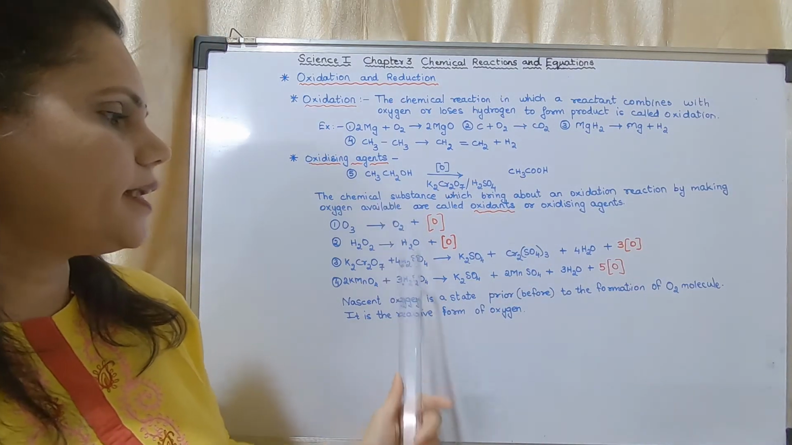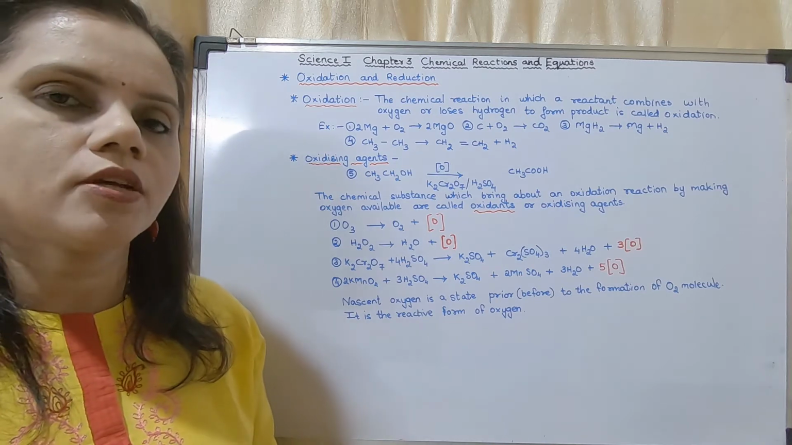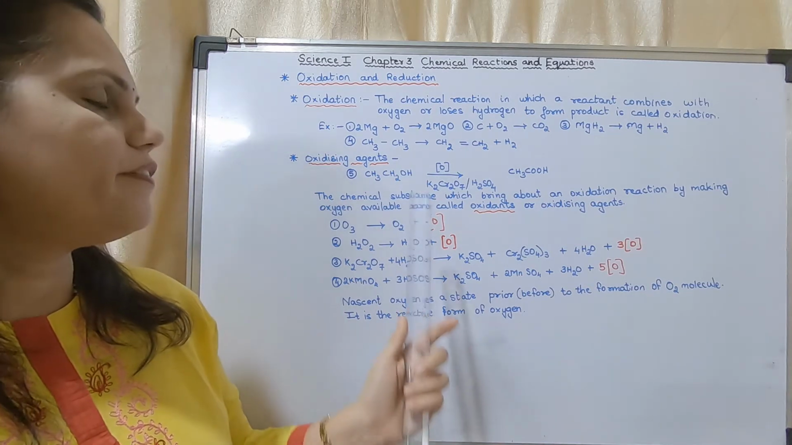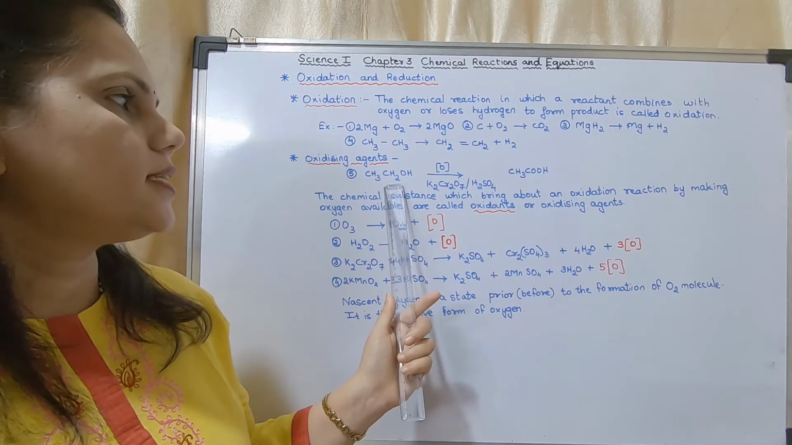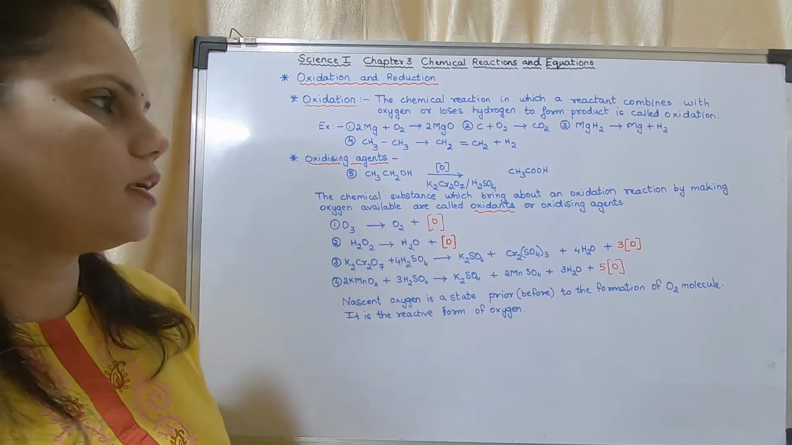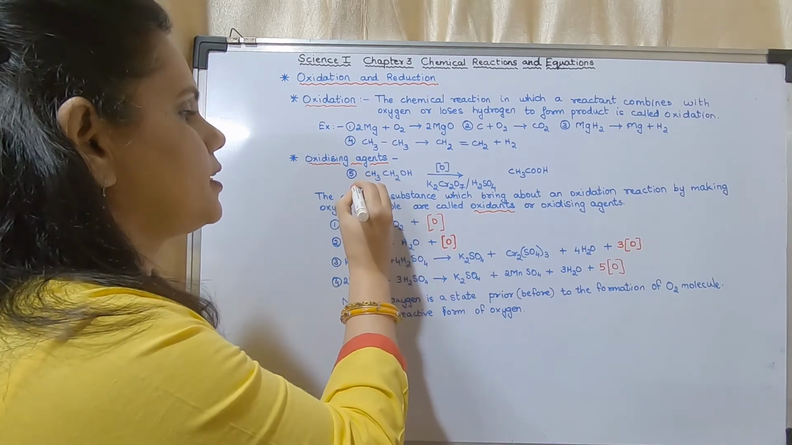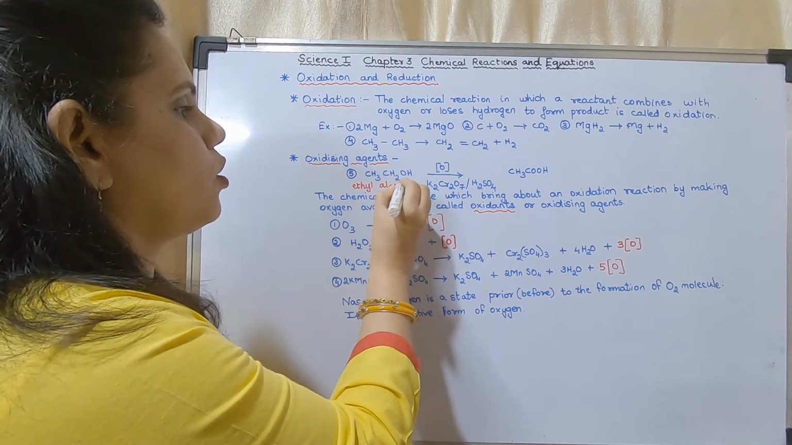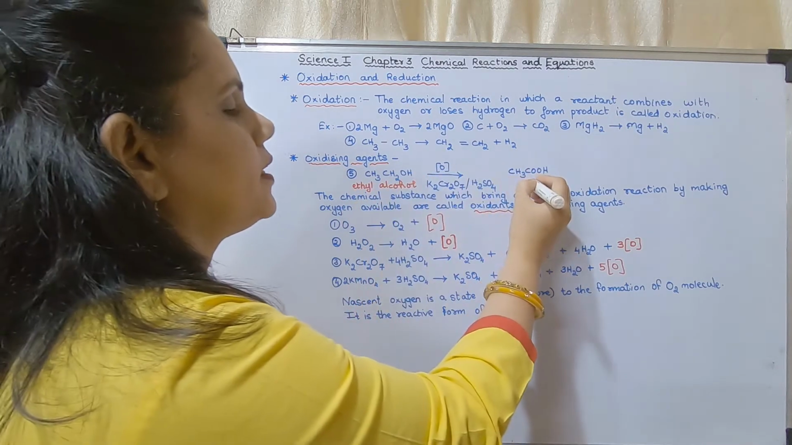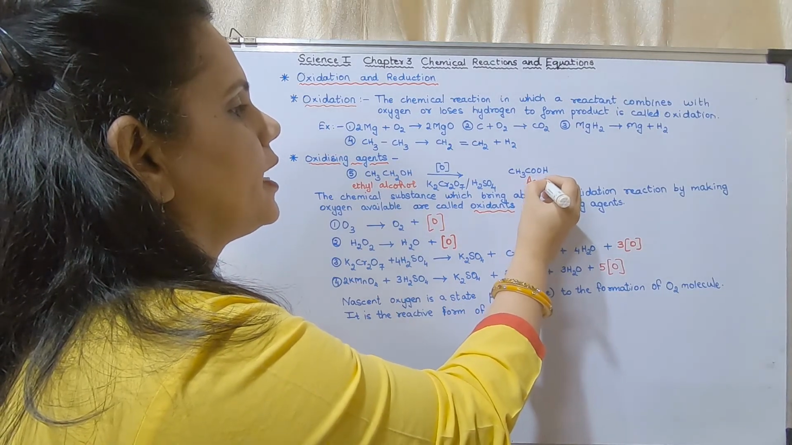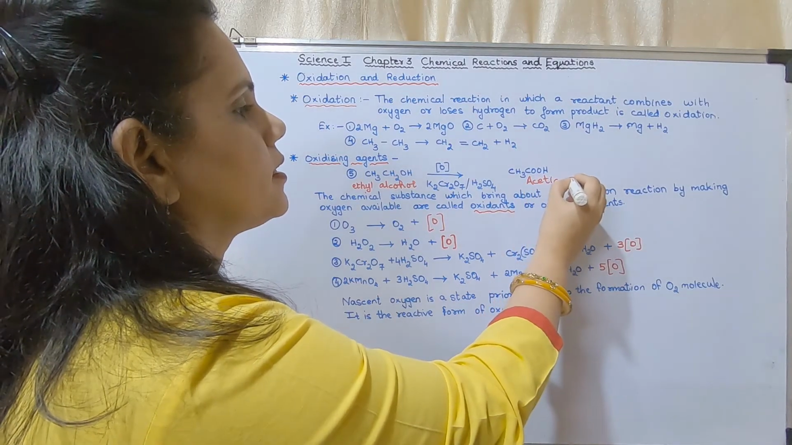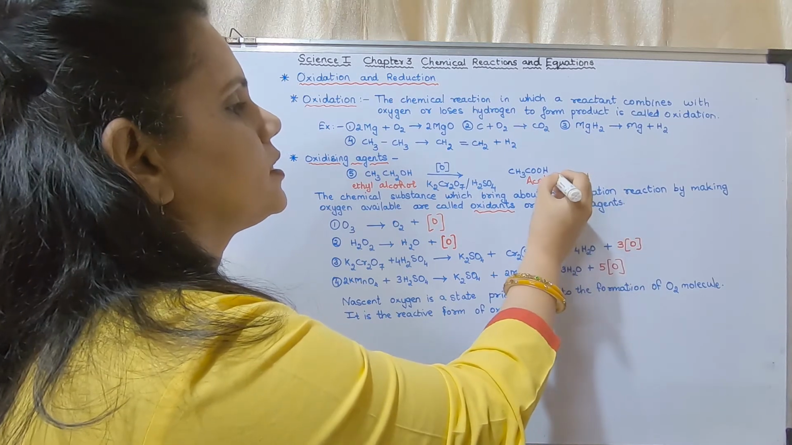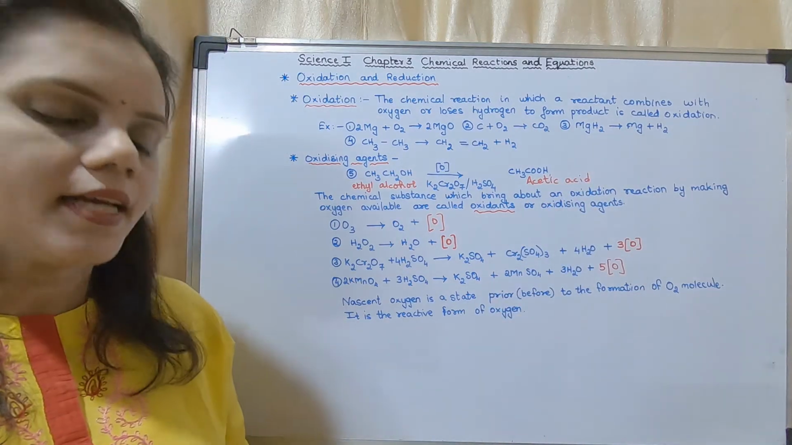Now here they have given some examples of some oxidants. Before that, we will see this reaction. This is ethyl alcohol. Okay, this ethyl alcohol gets converted into acetic acid. This is acetic acid.